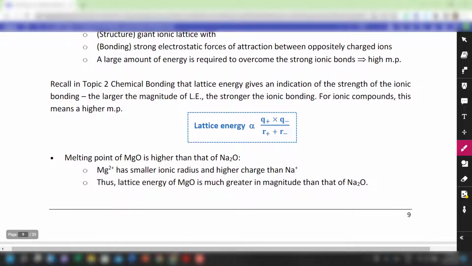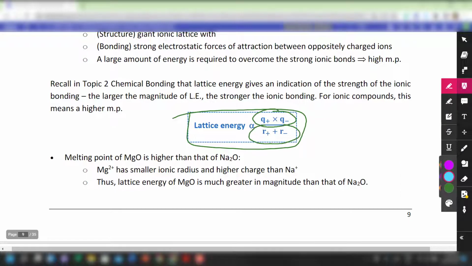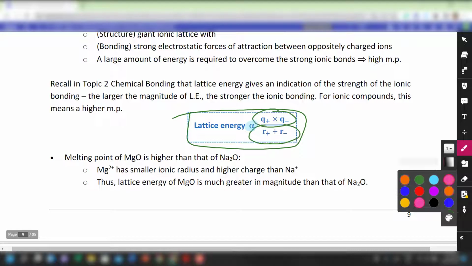This is one of the more important relationships. Lattice energy is a good proxy to ionic bond strength, which is directly proportional to the product of the charges and inversely proportional to the sum of the ionic radii. So do remember this relationship. It's a proportional relationship, not an equal sign, so do take note of that as well when you discuss.